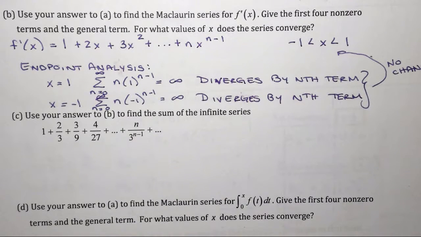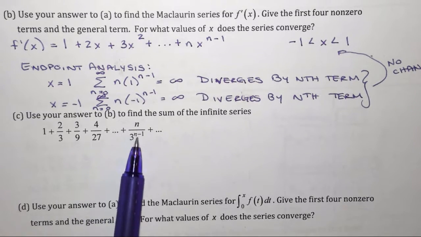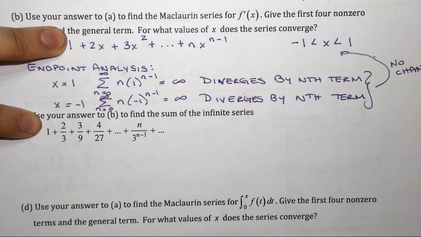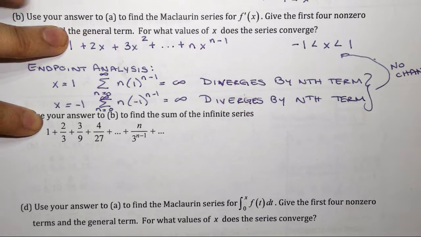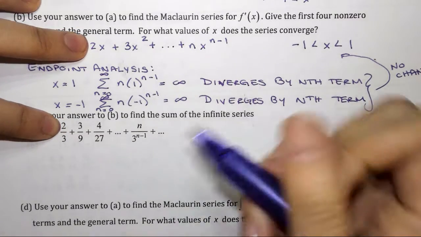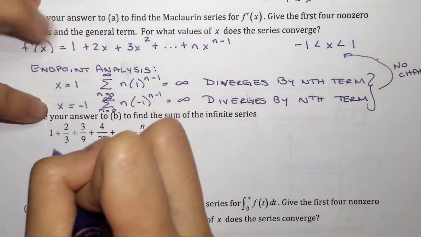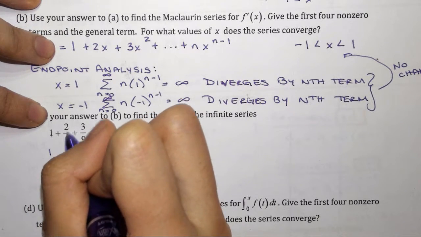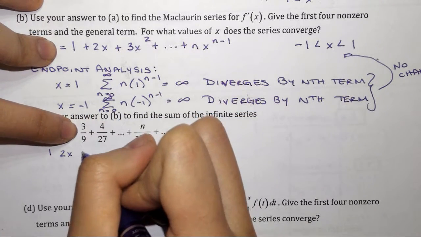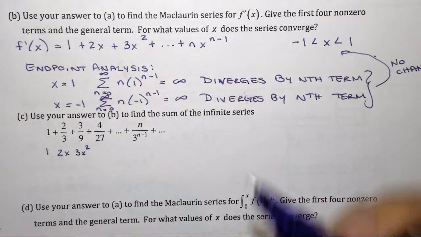Okay, so this is 1 plus 2/3 plus 3/9 plus 4 over 27 plus and so on. Matching up with this, 1 and 1 match up because it says use your answer in B. 2x and 2/3 match up if we're going to do the same thing kind of like we did on the first page. So how does 1 and 1 match up? How does 2/3 and 2x match up? How does 3/9 and 3x squared match up? How does 4/27 and the next one match up?